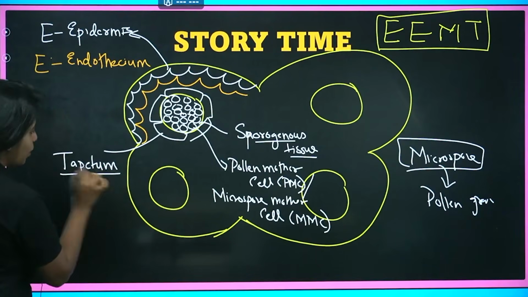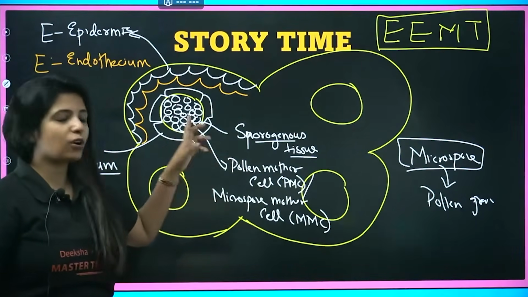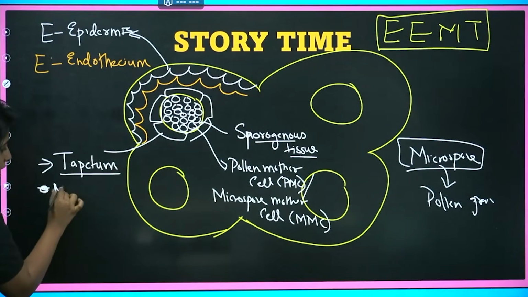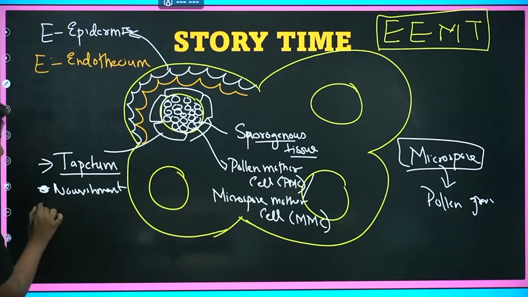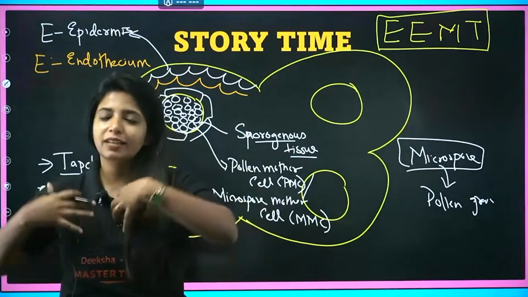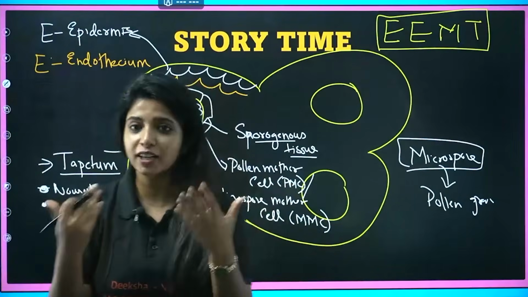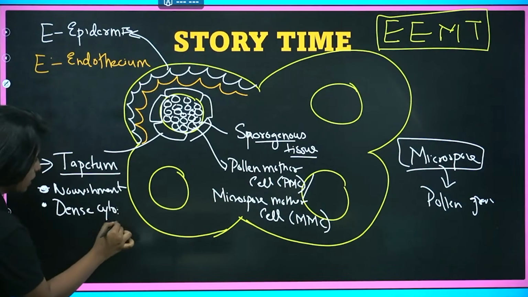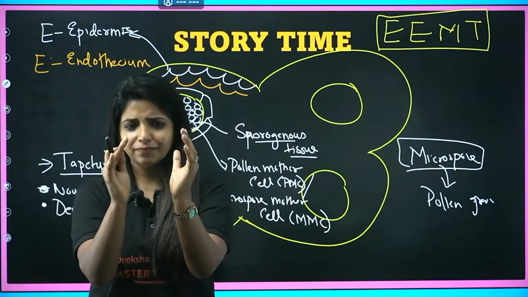The important thing about tapetum is that it is there for nourishing the pollen mother cells, the microspore mother cells. So their important function is nourishment. That is one thing we got to know. Apart from nourishment, the next thing to remember is that they have so much cytoplasm. Why? Because if the cytoplasm is dense, it can provide enough nutrition. That is why they have dense cytoplasm.